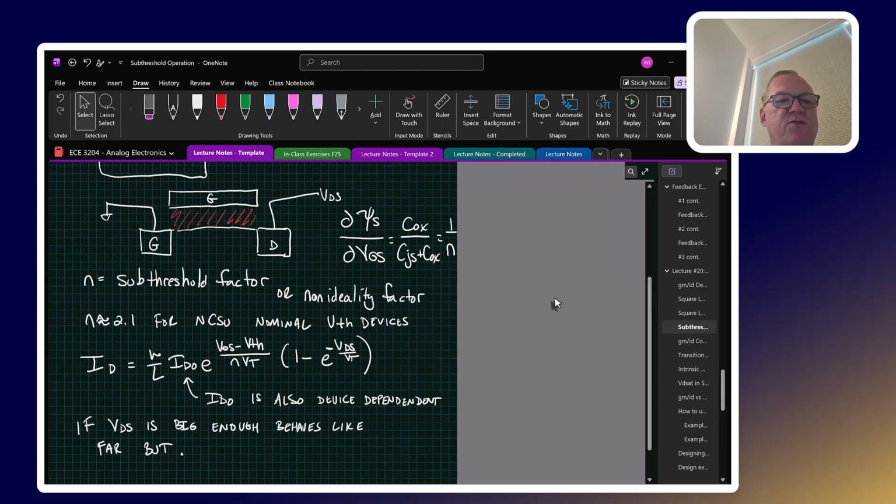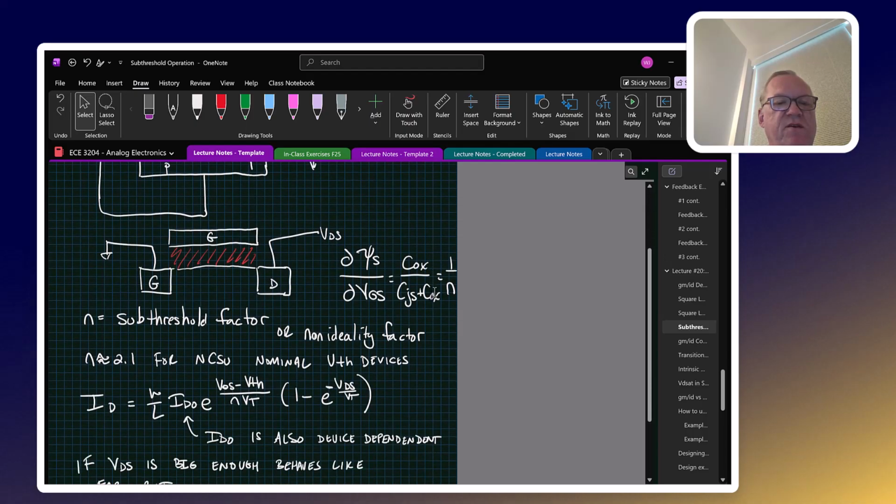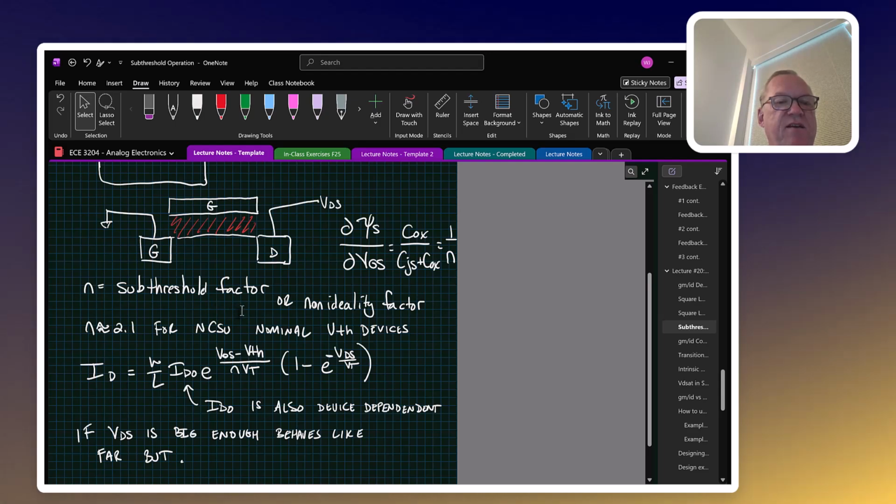So let's go and look at subthreshold operation just a bit more carefully. So here in subthreshold operation, we note that our simple model says no current is going to flow, but in reality, some current is going to flow. And in fact, we can predict what that current is given some characteristics about the capacitance in the device. In particular, we have this subthreshold factor, which is a non-ideality factor, and it is device dependent. This depends upon how they construct the device, how they dope things, etc.